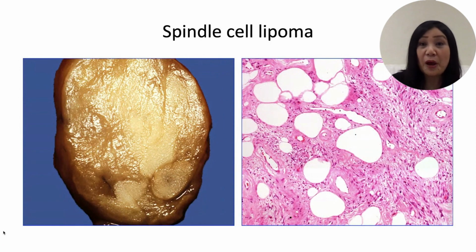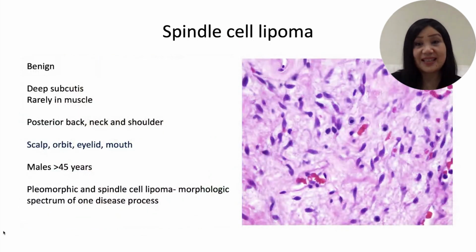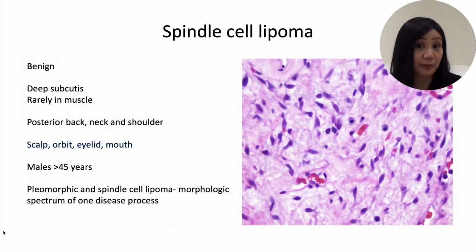So spindle cell lipoma, moving on to updates on this entity next. Spindle cell lipoma is a completely benign neoplasm, which typically occurs in superficial sites, essentially the deep subcutis, only very rarely the muscle. And we all know that these most frequently occur in the very typical site of the posterior back, neck, and shoulder.